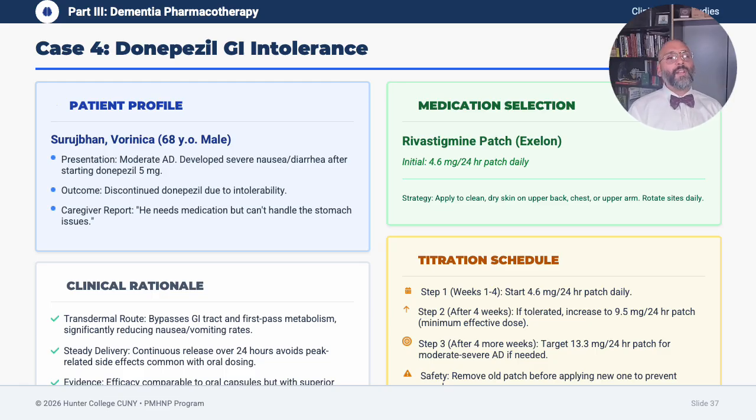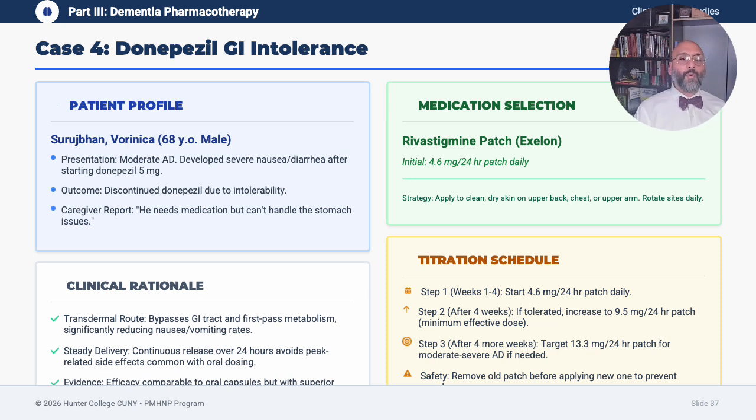So the key move here is not necessarily to abandon the medication because they may really want something, but switch the route of delivery. So if the oral donepezil is causing this, then rivastigmine transdermal patch is ideal in this scenario because you bypass the GI tract and first pass metabolism, and it reduces nausea, vomiting while providing that 24-hour cholinergic stimulation. And that steady delivery also avoids peak-related side effects with the oral dosing.